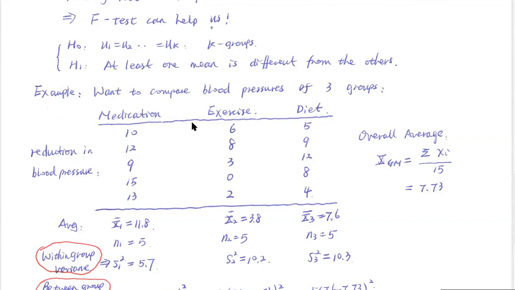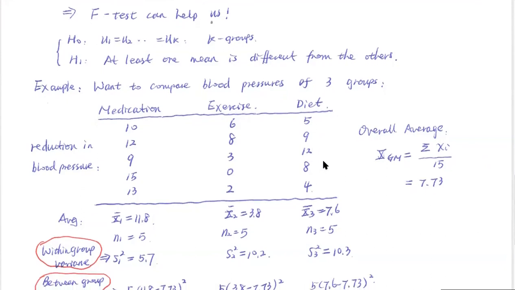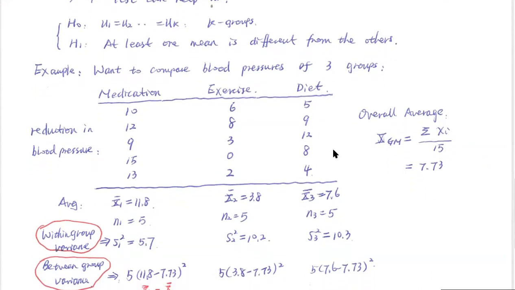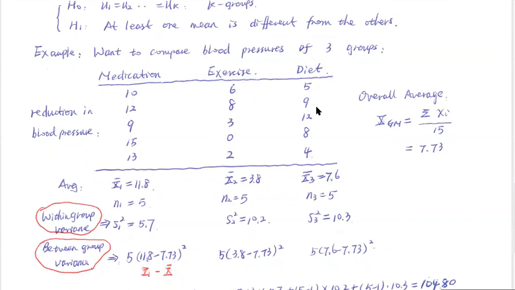The second group, 5 different people. The reduction in terms of the blood pressure, they are doing by exercise. The third group of people, they are doing the diet. In terms of the blood pressure reduction, it's those 5 numbers here. Everybody, so we understand we have 3 groups here.